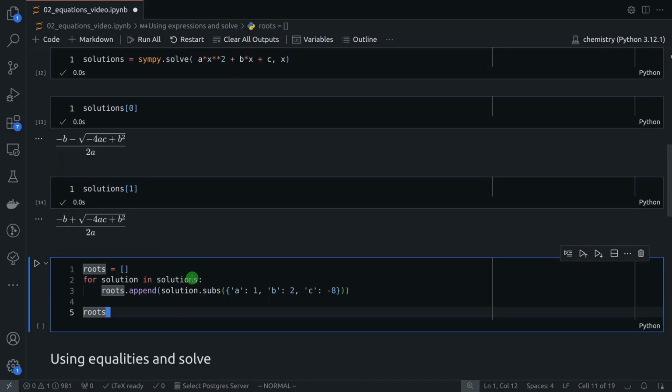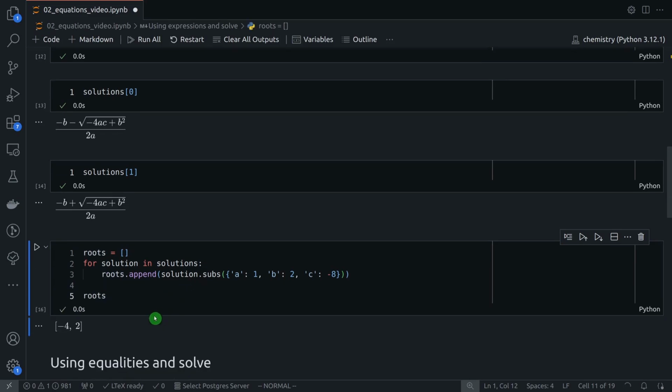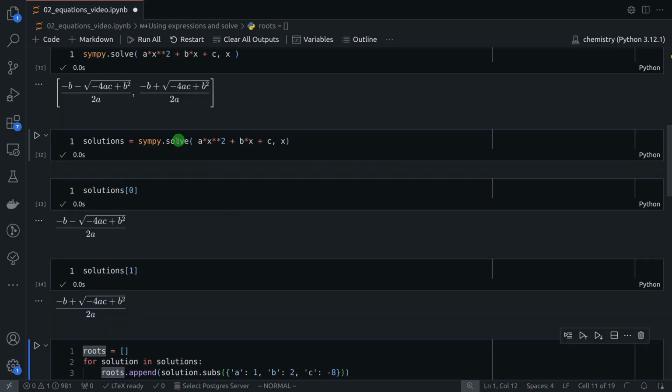Since solutions is a list, we can perform this for loop, replacing A, B, and C with actual values, and we will find the roots that we have seen before, -4 and 2. So this is how the solve function works. You pass to it an expression, and this expression will be turned into an equality. So you can read this as an expression equals to 0, and so we'll find the roots of this equation.